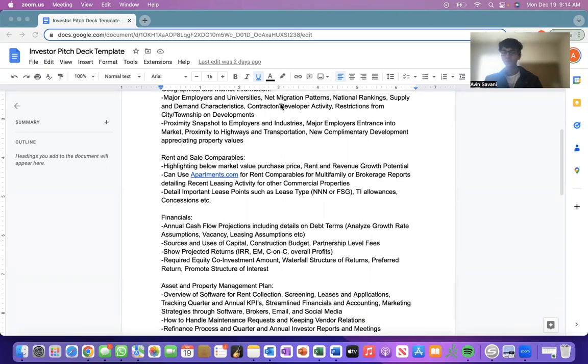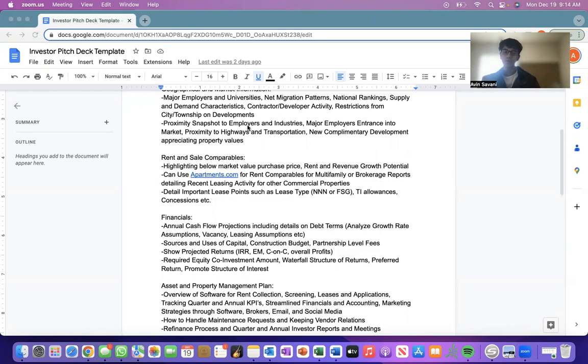Net migration patterns. Basically, if your area is one of the areas where people just visit for vacations or short-term stays, then you'll probably see higher net migration patterns, people moving in and out on a more frequent basis. But overall, just see whether it's positive or negative. That's the ultimate thing you want to track. National rankings, that can also be for universities and employers as well.